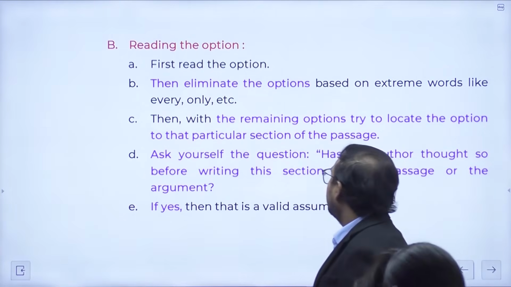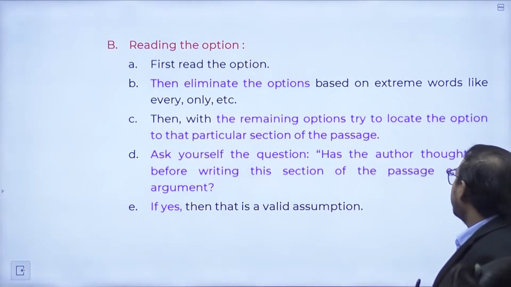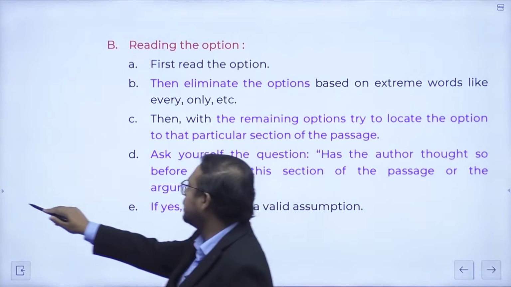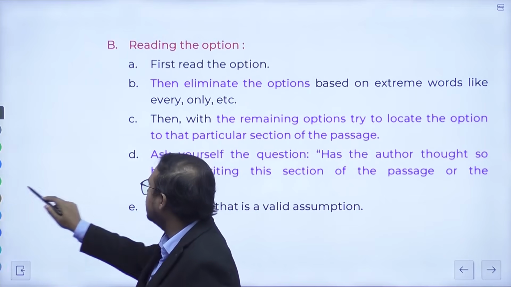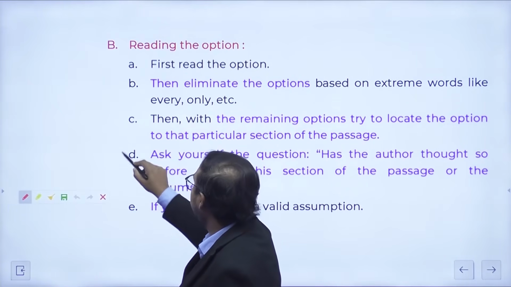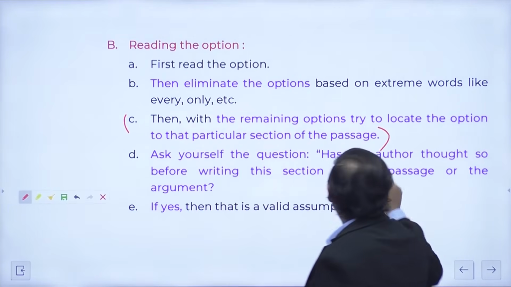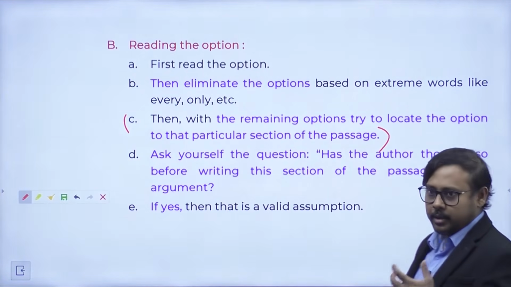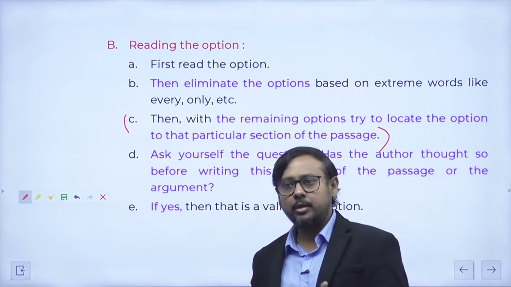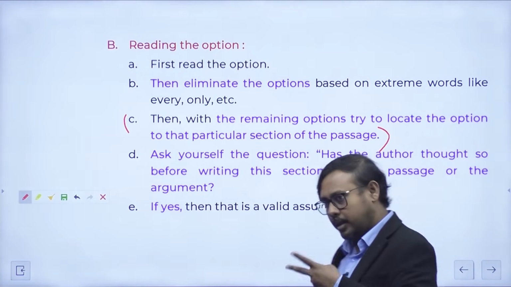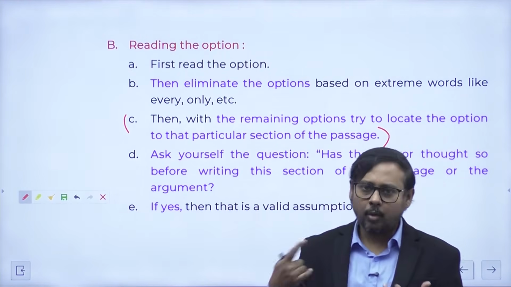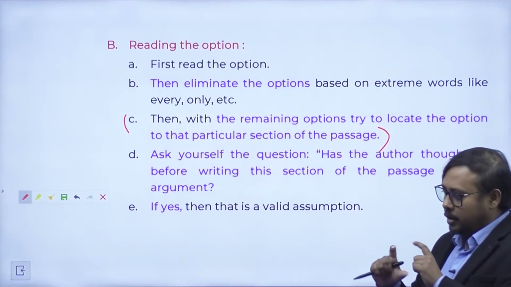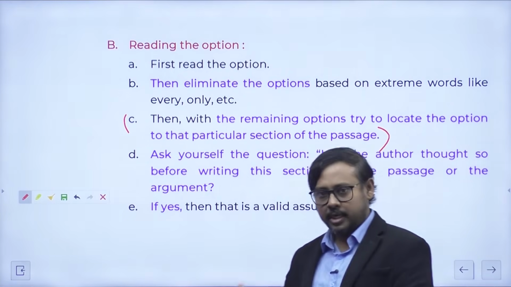Okay? Then with the remaining options, try to locate the option to that particular section. Now this is the most important section. This is the only thing that will help you to get the assumption correct. So let's say that you have eliminated two options. You can easily eliminate two options. Then there are two options or two statements, whatever it is. First, you have to understand what the statement is saying.